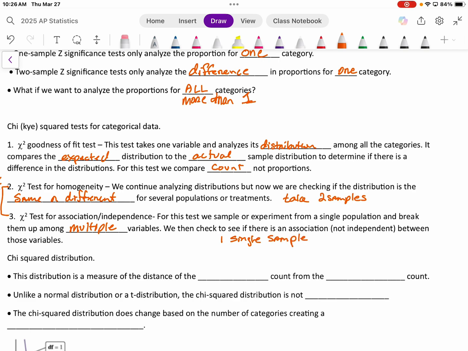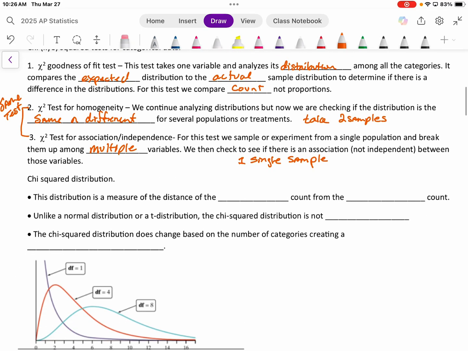And that dictates, as you read the problem, what we decide: which am I going to do? So, again, we'll get into that more specifically tomorrow and give some examples of why this one is for homogeneity, why this one is for association or independence.